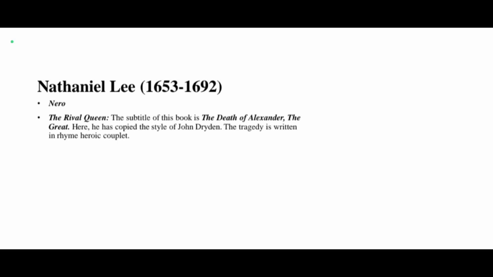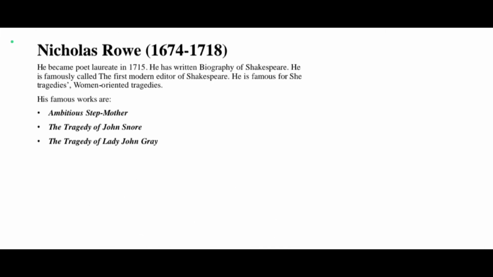He has written a work, Nero, and then he has written The Rival Queen. The subtitle of this book is The Death of Alexander the Great. Here he has copied the style of John Dryden. The tragedy is written in rhyme, heroic couplet.